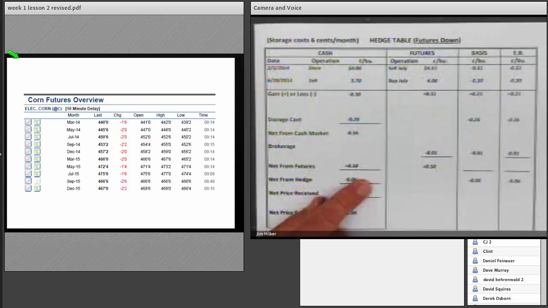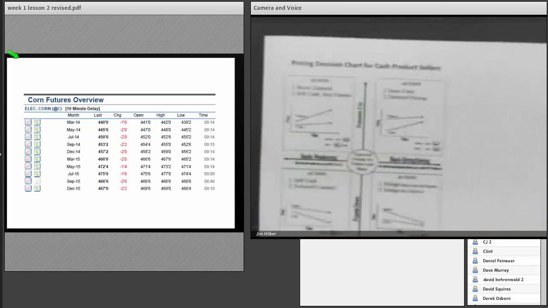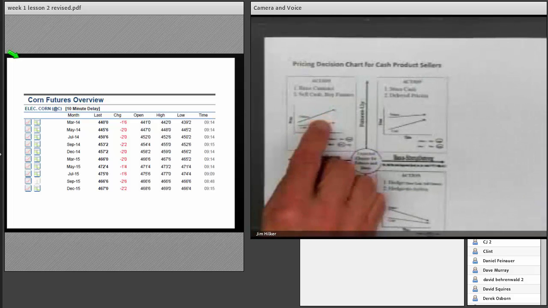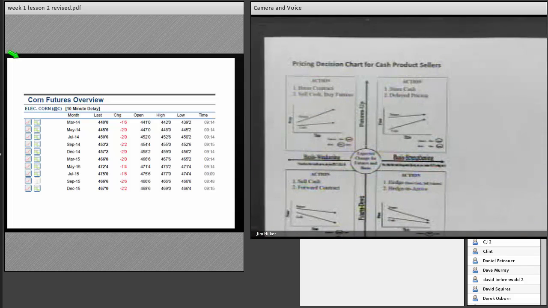We've seen this graph before. This is where we expect the basis to strengthen. Theory would tell us it'll strengthen, because I think the futures market's going up, but I think by at least the amount of storage, the futures market's going up faster than the amount of cash storage.